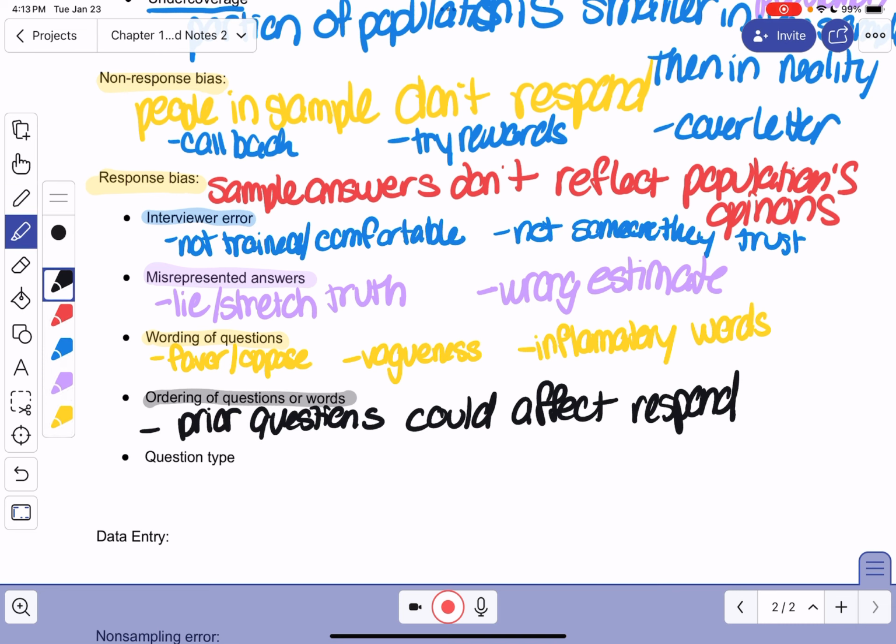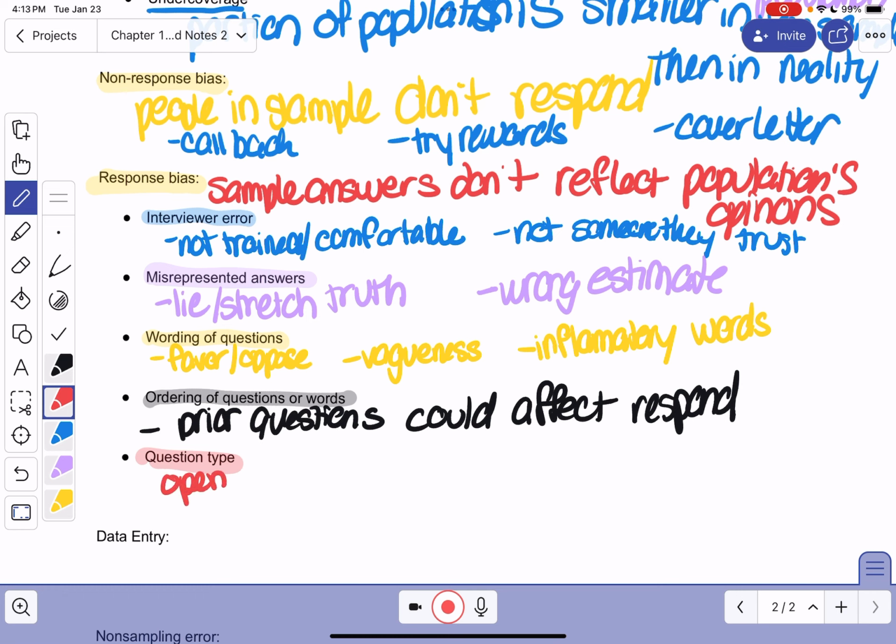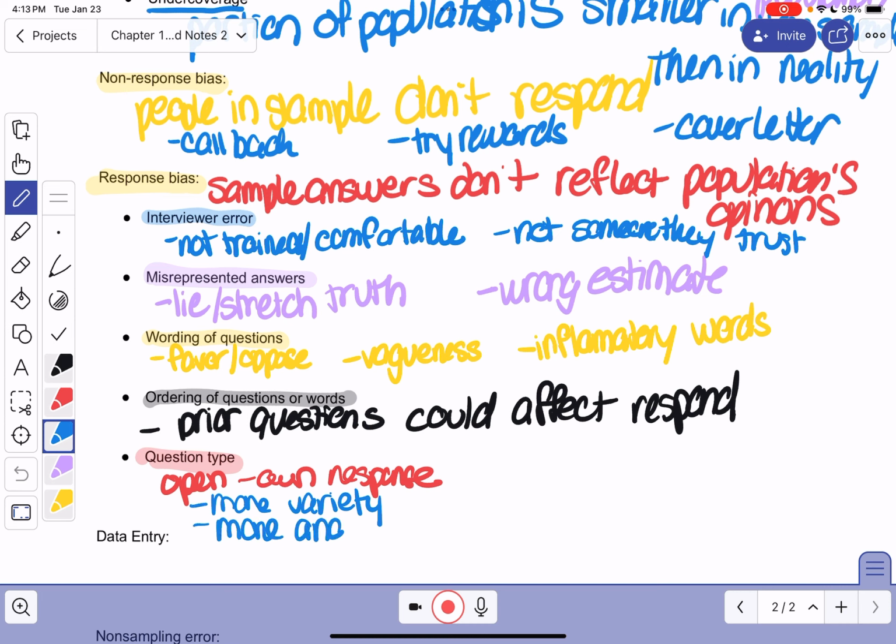And then finally, for your response, the question type can change the answers. So an open-ended question lets you give your own response, any response. Now, the benefit of that is you have more variety. There's lots of ways people can answer, but it also requires more analysis. It's more work to figure out your answers and group them and organize them. You could also organize them wrong. That's another type of bias.